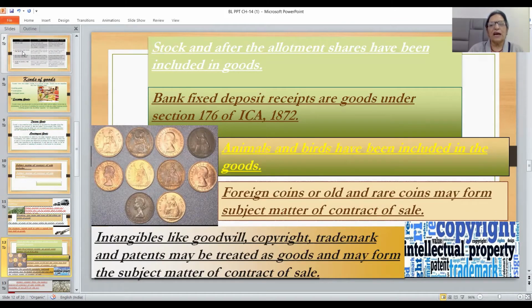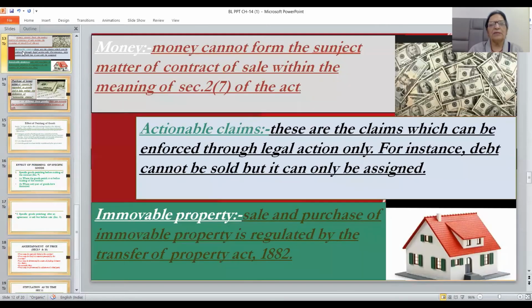FDRs, they are also goods under section 176 of ICA 1872. Animals, birds, they have also been put under the category of goods. Foreign coins or old and rare coins also form the subject matter of contract of sale. Intangibles like goodwill, copyright, trademark, patents are also treated as goods and may form the subject matter of contract of sale.